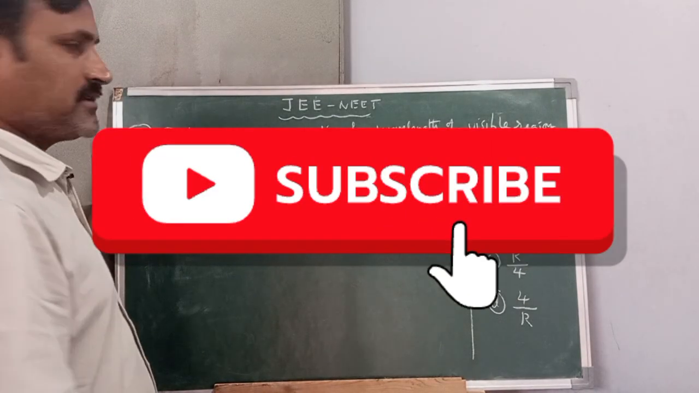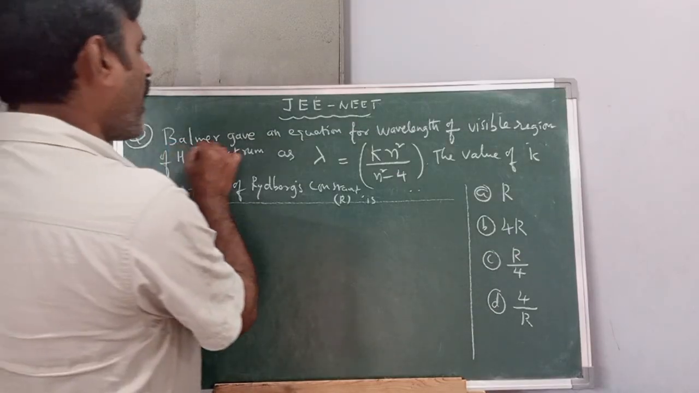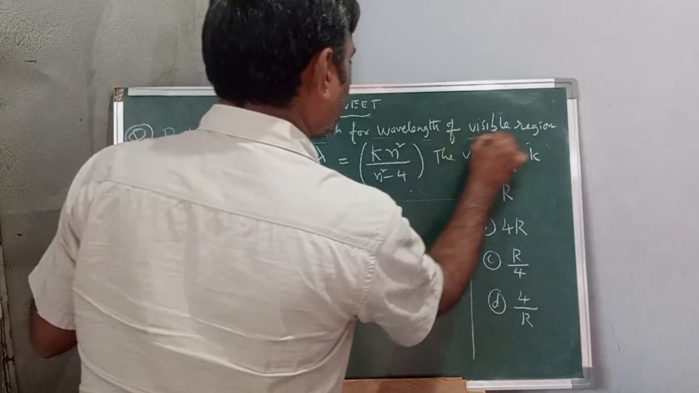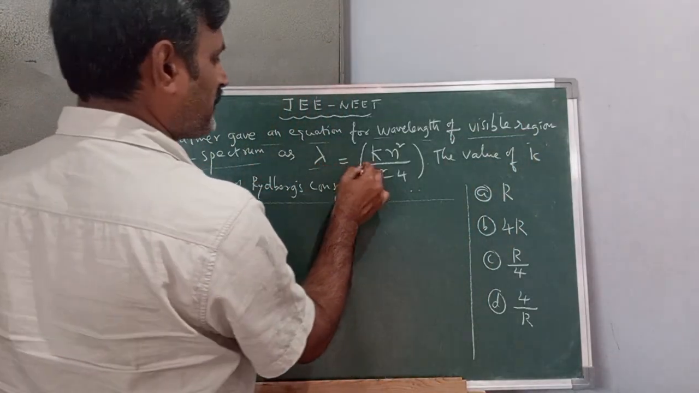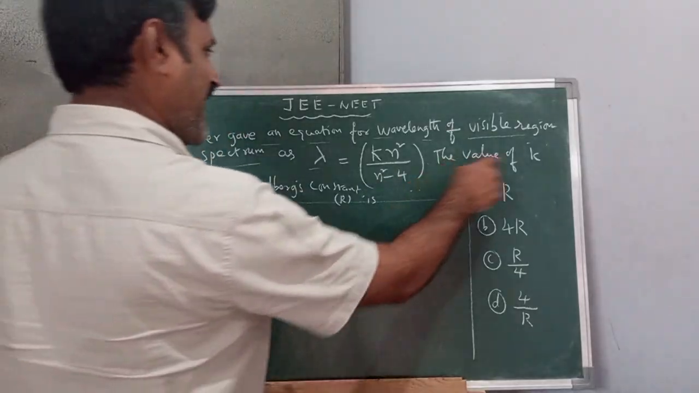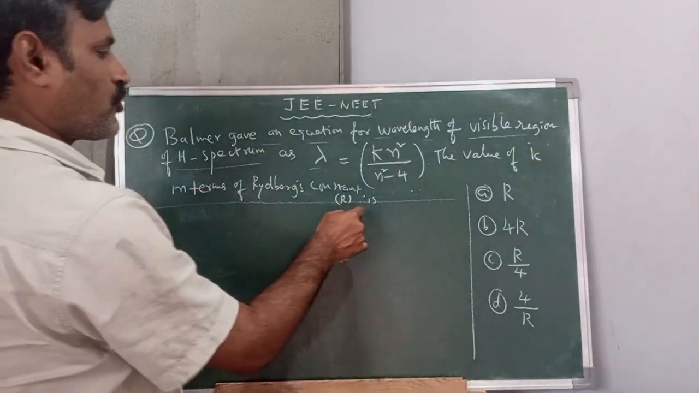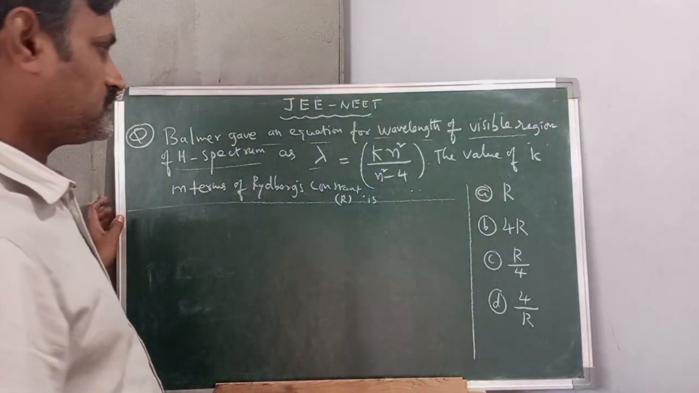Okay, dear students, let us see this question. Balmer gave an equation for wavelength of visible region of hydrogen spectrum as lambda is equal to k into n square by n square minus 4. Then the value of k in terms of Rydberg constant is how much?